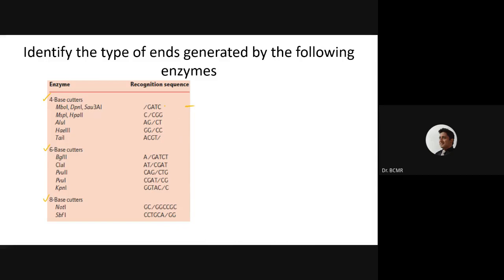So MboI, DpnI, and Sau3AI, they cut at this. They recognize a 4-base site, and they cut here. What kind of overhangs will be generated, 5' or 3'? Hello, you're supposed to answer, so I'm waiting. 3' overhang, sir. How is it 3' overhang? This is 5'.